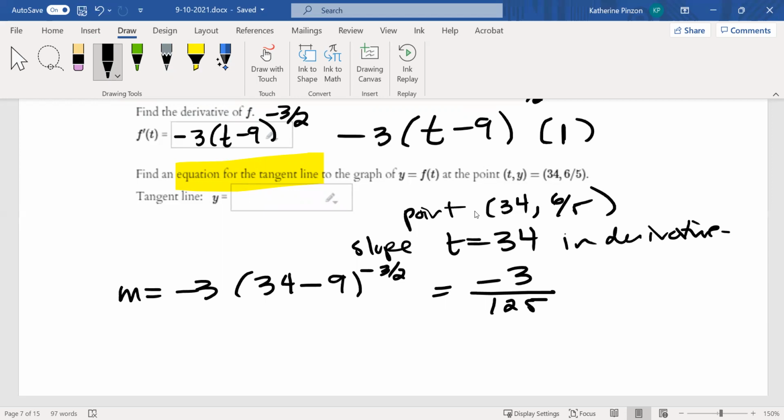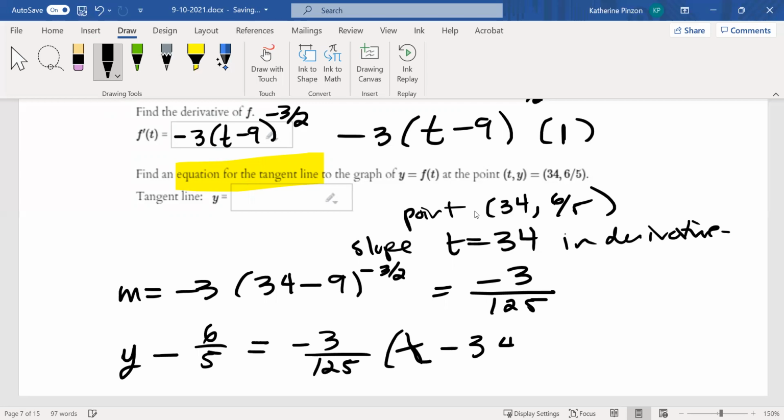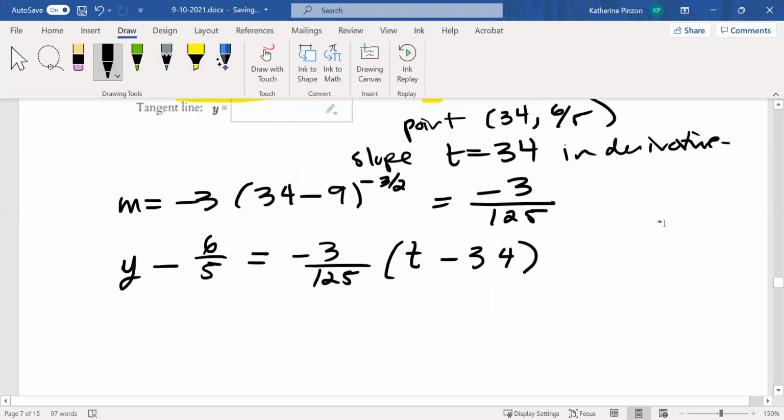Okay, I need the equation of the line though, right? What are my two variables in this equation? Y and T, yeah? So make sure that your equation has a T in it and not an X. So we're going to say y minus 6/5 is m, negative 3 over 125, times t minus 34. Okay, because I'm using t's and not x's. Let me make that look more like a t and less like an x. And that all comes from this f of t right here, okay?